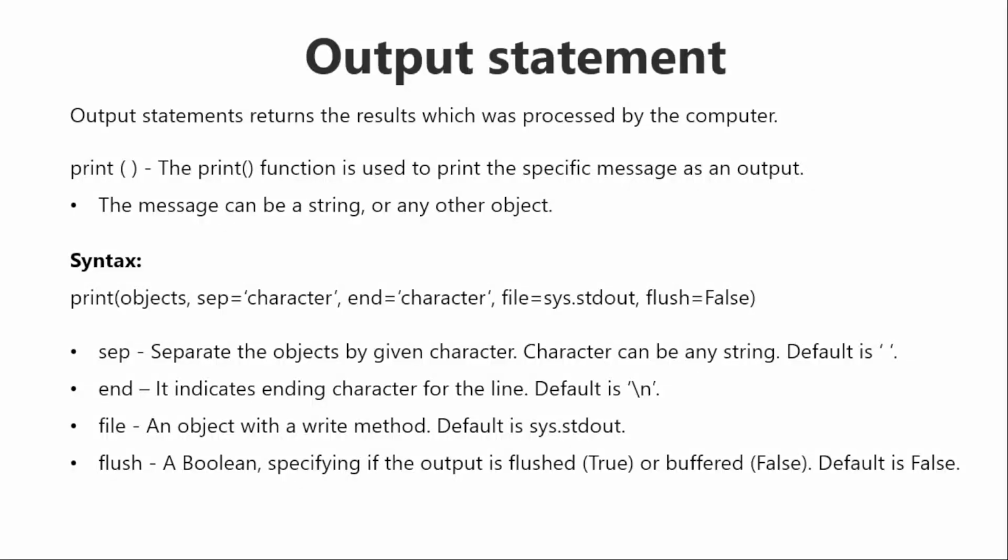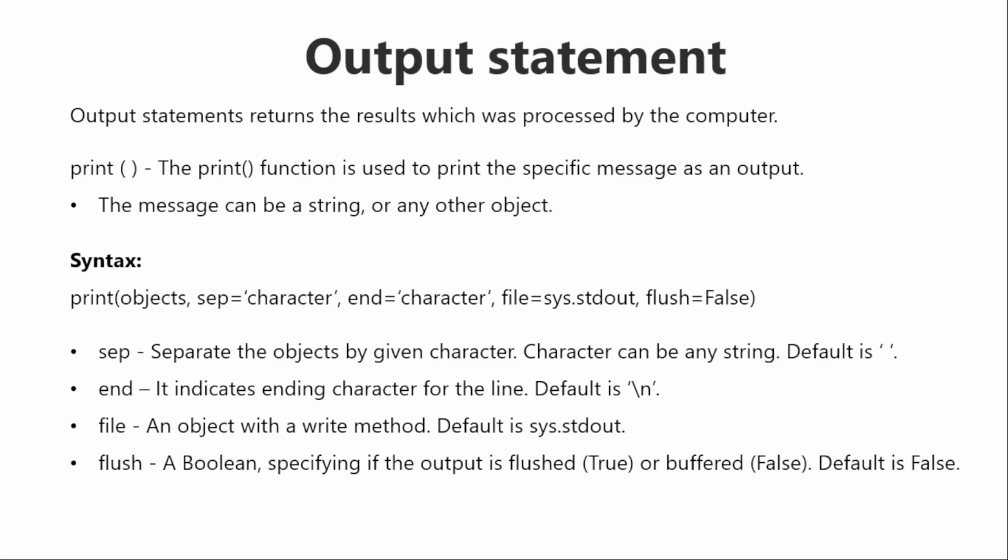Output statement. What exactly the output statement does is it returns the results which are processed by the computer. Whatever inputs you give, the computer accesses them and does some manipulations. Later it processes the result and it is returned to the user. The function used for output is the print function. The print function is used to print a specific message as an output. The message can be a string or any other object.